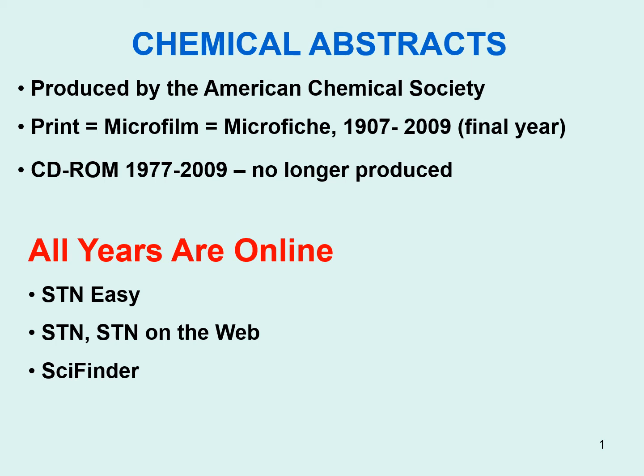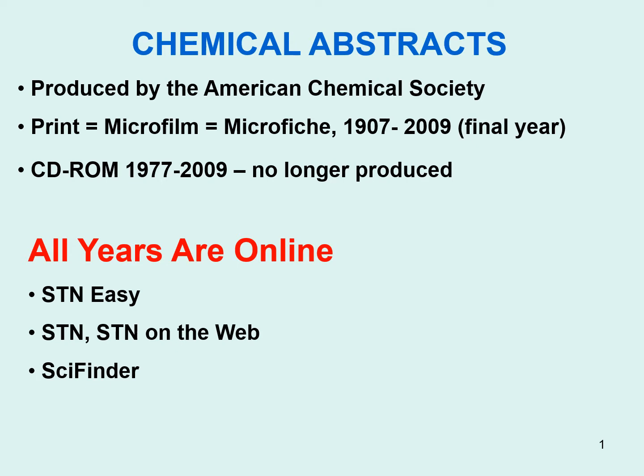This lesson is on chemical abstracts. Chemical abstracts covers all of the world's research literature in chemistry and in related areas. It's produced by the American Chemical Society. This society, besides doing many reputable things, also is an outstanding publisher.